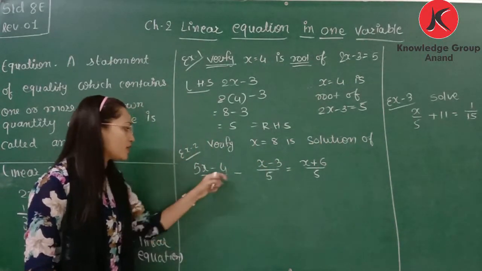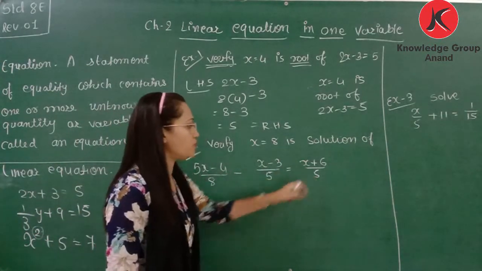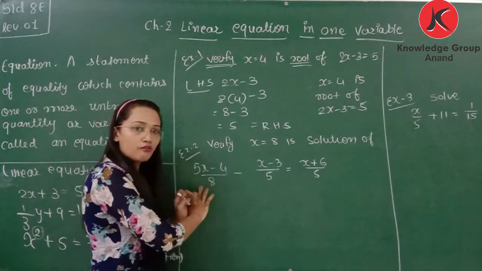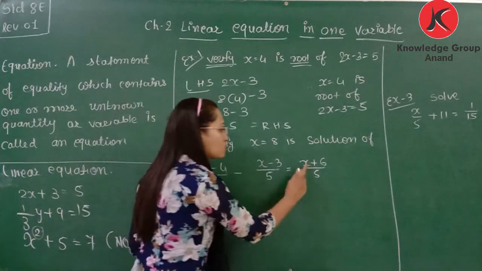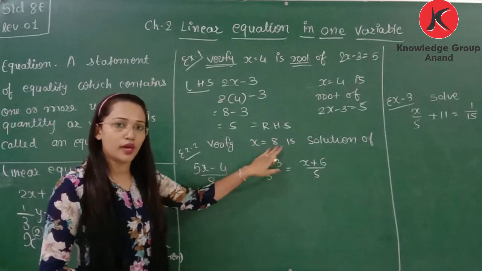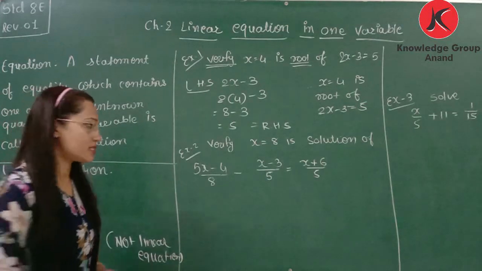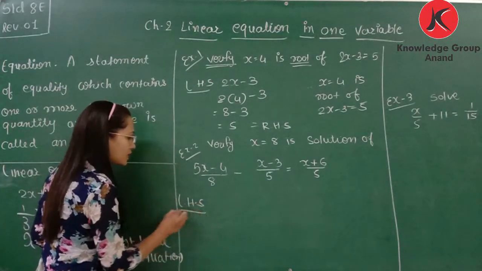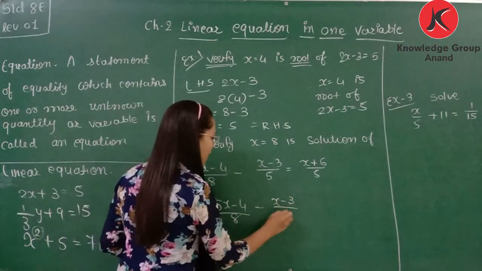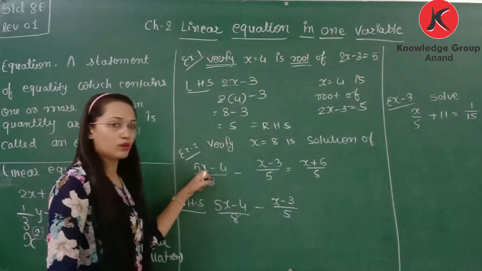Here the equation is (5x minus 4) divided by 8 minus (x minus 3) divided by 5 is equal to (x plus 6) divided by 5. It means you need to check. Here you can see we have a variable x on left hand side and also variable x on right hand side. Means we need to write value of x is equal to 8 both in the right hand side and left hand side, and then we need to check the answer. So let's start. Here our left hand side is (5x minus 4) divided by 8 minus (x minus 3) divided by 5. That is our left hand side. Now here we need to write x is equal to 8.